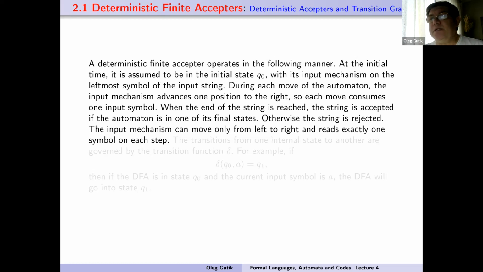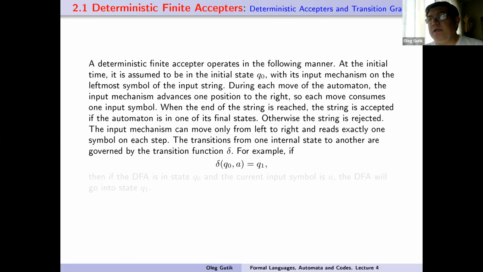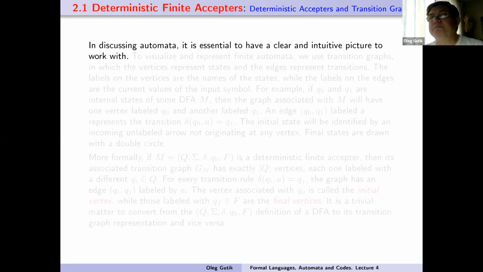The input mechanism can move only from left to right and reads exactly one symbol on each step. The transitions from one internal state to another are governed by the transition function δ. For example, if δ(q0, a) = q1, then if the deterministic finite acceptor is in state q0 and the current input symbol is a, the DFA will go into state q1.